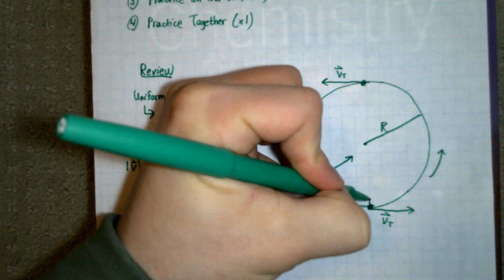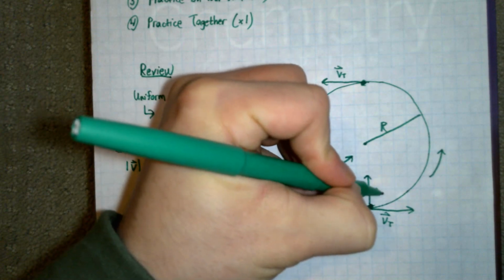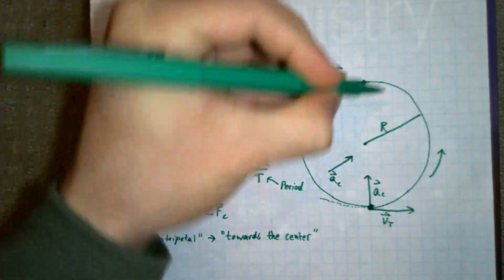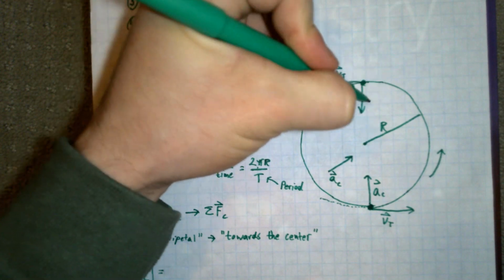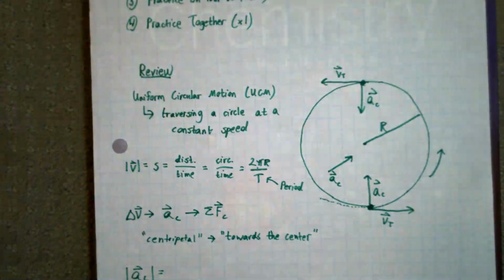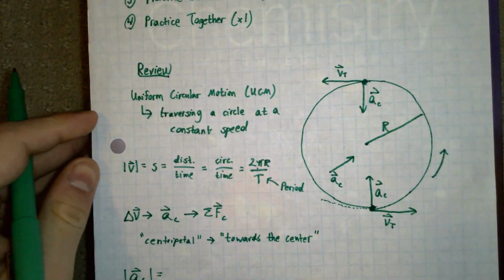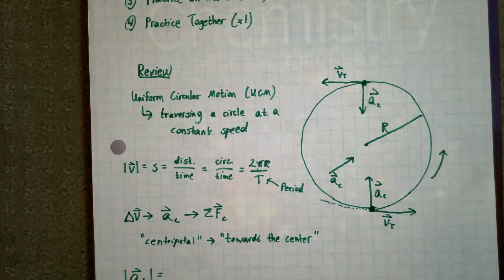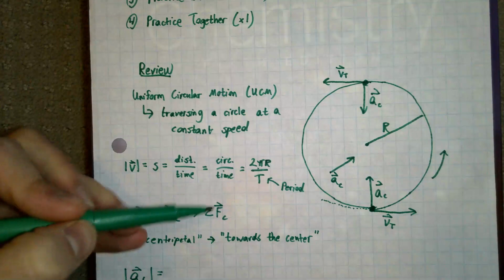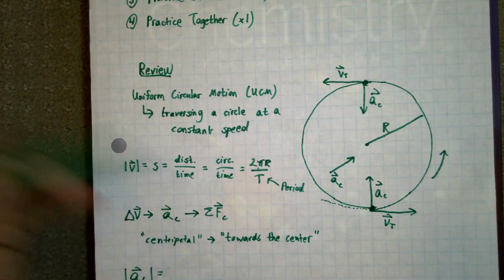If it's at this point, it's pointing towards the center. There's our A sub c vector. There's our A sub c vector. Here would be again towards the center, A sub c. That vector is always pointed towards the center. It's always trying to keep the object in the circle. There is a force that's necessary to accomplish that, and that is our centripetal force.